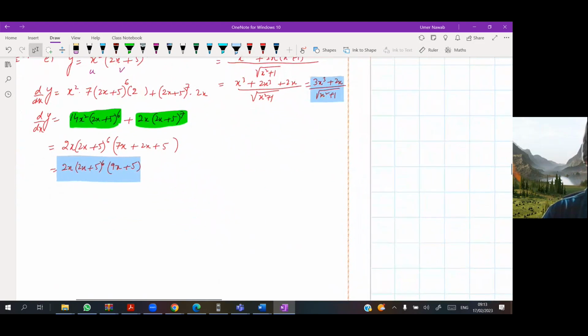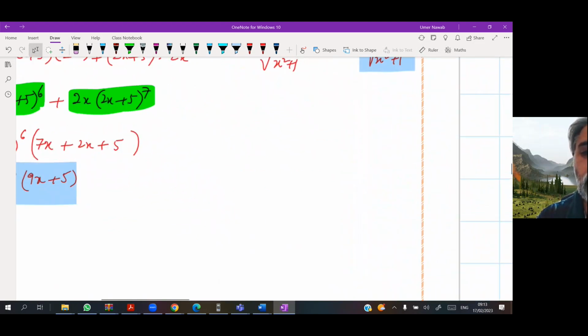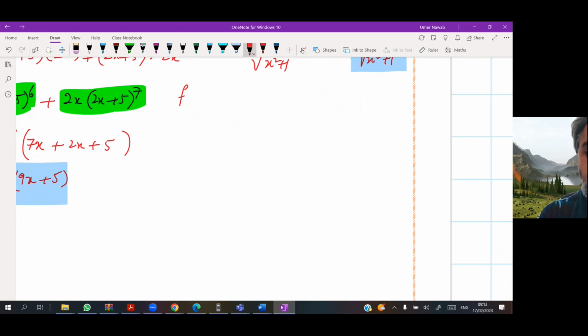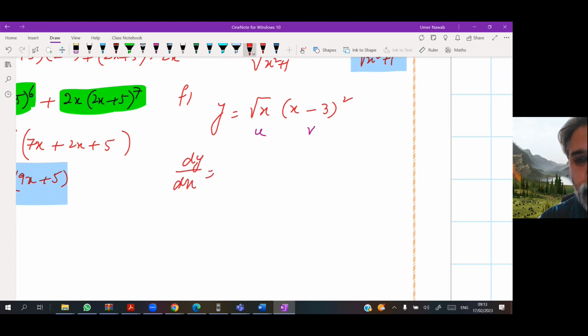After E, I'm going to take you to the F part. F part is y equals the square root of x, times (x minus 3) whole squared. So this is u and this is v. So dy by dx, u as it is. Apply the power rule. 2 goes back, (x minus 3) raised to 1. Further derivative of x minus 3 is 1, no need to write. Plus (x minus 3) whole squared.